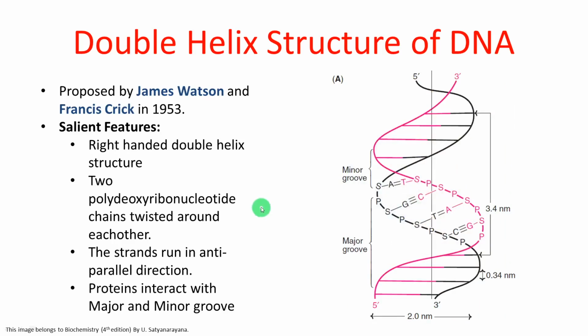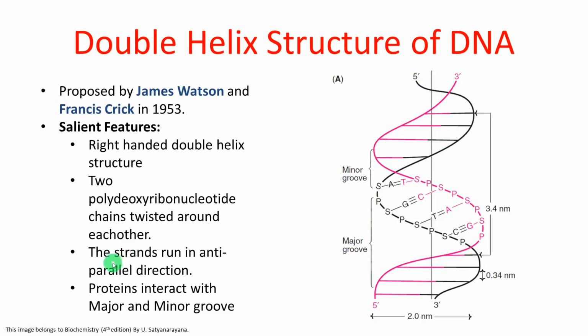The second thing is that the two polydeoxyribonucleotide strands are twisted around each other. So here you can observe that there are two strands, two polydeoxyribonucleotide segments which are twisted around each other. The first segment is shown in pink color over here, and the second segment is shown in black color over here.